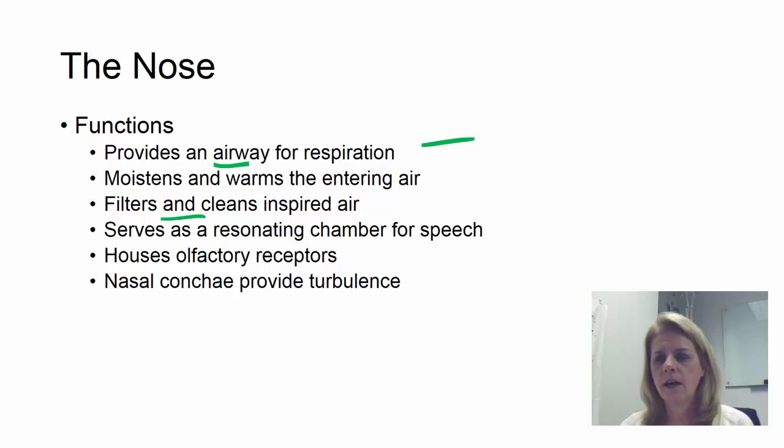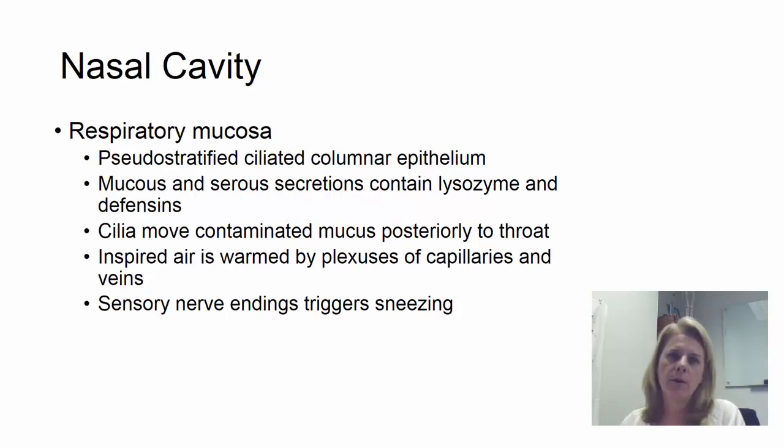Because of the space, the way you talk and the way you sound is dependent on your resonance chambers, kind of your bone structure and the spaces inside your head. It's where your smell receptors are, your olfactory receptors, and it has those nasal conchae that provide turbulence, those things that help swirl the air. So you should have learned that in 201. I'll show you what those look like in just a second.